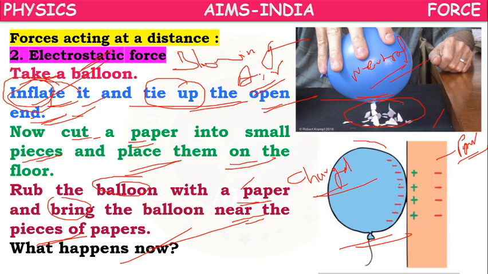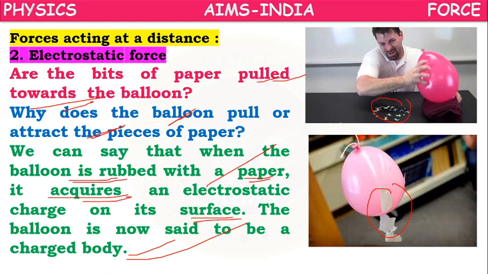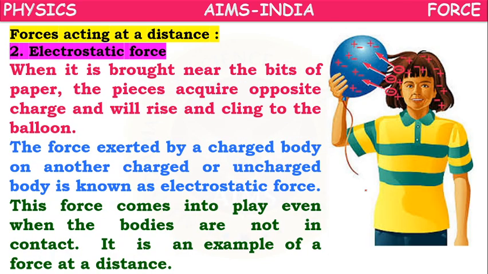So after rubbing for some time with another paper, or with the wall, or with hair, from the object with which it is rubbed, it will gain some charge, negative charge or positive charge, depending on the object. So it will gain some charge and it will become a charged body. Now this charged body, if you bring it near the papers, will have the power of attracting the pieces of paper.